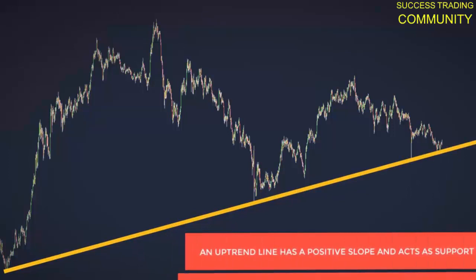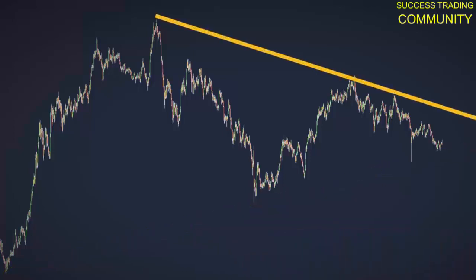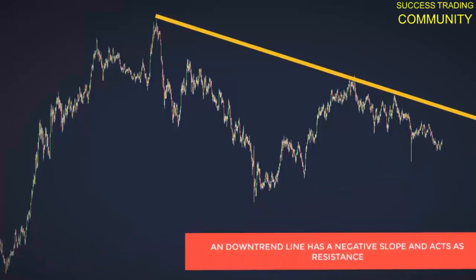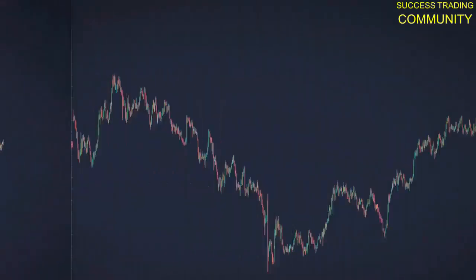As long as the market price remains above this trend line, the uptrend is considered intact. A close of the price below the uptrend line is suggesting that a change in trend could be on the cards. A downtrend line has a negative slope and acts as resistance. As long as the price remains below this trend line, the downtrend is considered valid. A close of the price above the downtrend line suggests that a change in trend might happen.